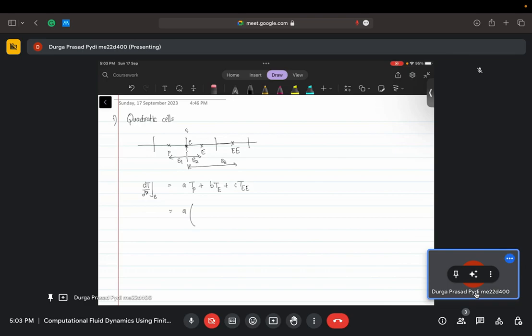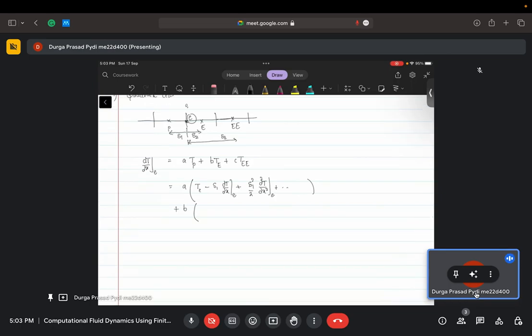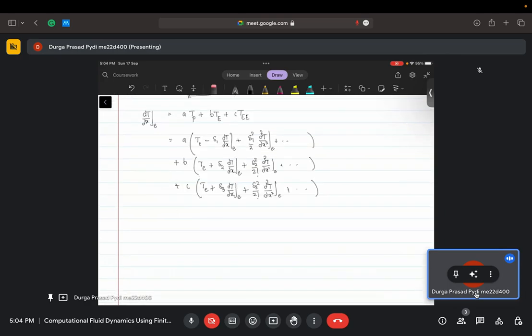We just take a Taylor series expansion around the east face. For Tp, it will be T little e towards the west, so minus delta 1 dT/dx on the east face plus delta 1 square by 2 factorial d square T/dx square on the east face, and so on. Similarly for the cell center towards the east, T capital E will be T little e plus delta 2 dT/dx plus delta 2 square by 2 factorial d square T/dx square on the east face. And similarly for T double east, we have T little e plus delta 3, and so on. Now if we compare LHS with RHS, we compare each of the coefficients.